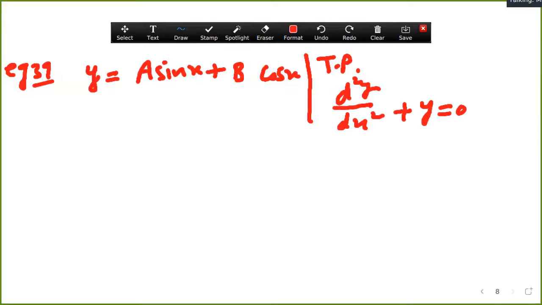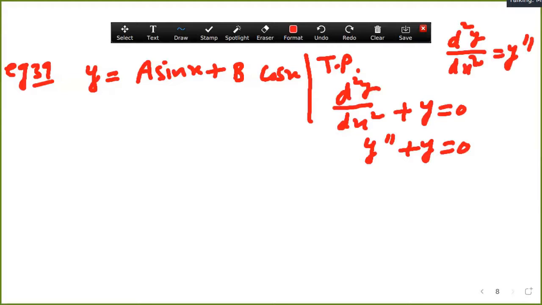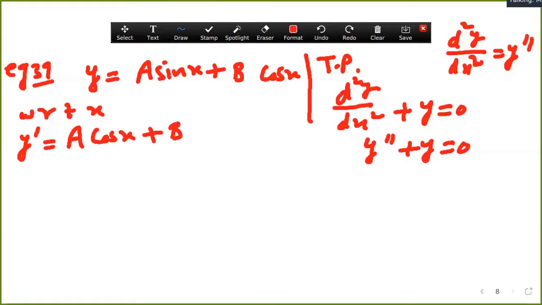Sometimes you have to know about the second derivative also. The second derivative is sometimes written y double dash, because the single derivative is y dash, so the double derivative will be y double dash. It may be written like this, equal to 0. You have to prove it. Now what is the first derivative with respect to x? When you differentiate it, y dash will be equal to a, which is constant, the derivative of sin x is cos x, plus b as it is constant, and the derivative of cos x is minus sin x.